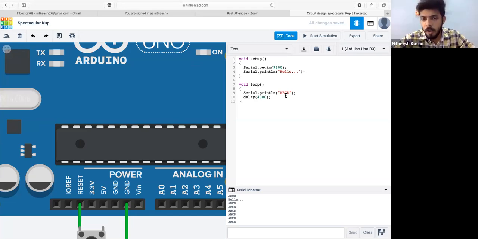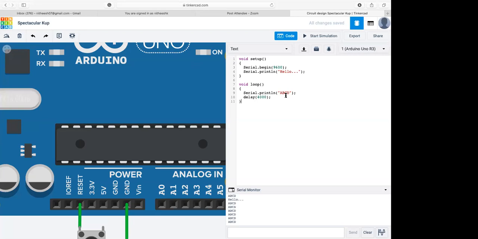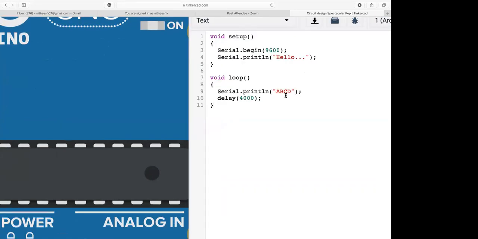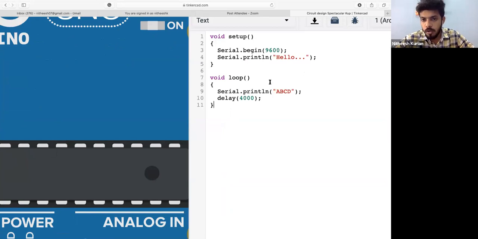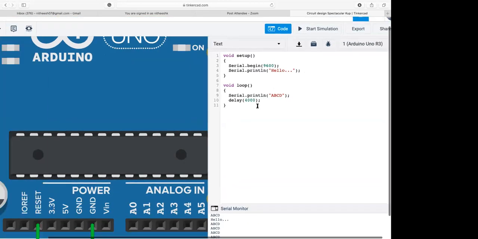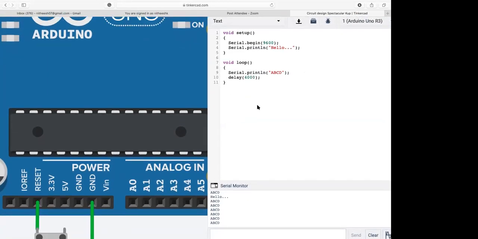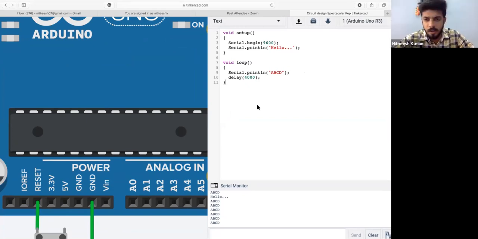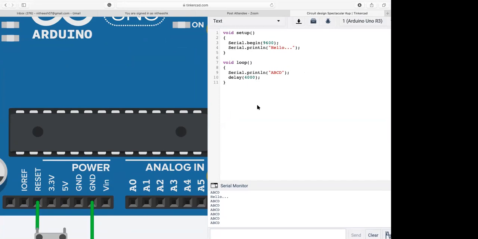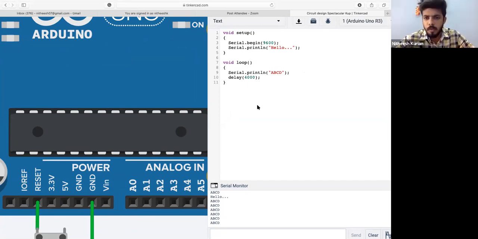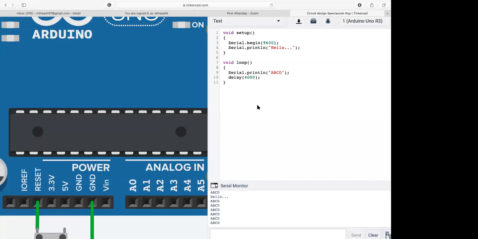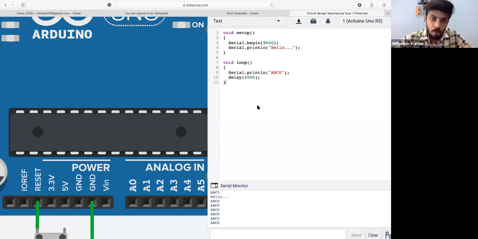Where did you write hello? In the loop function or the setup function? I wrote it in the setup function. And ABCD in the loop function. Is hello also printing continuously, or is ABCD printing continuously? Now ABCD is printing continuously. ABCD will print continuously because it is written in the loop function, right? When I was pressing the button, ABCD and hello were both printing continuously. I was asking about that. Hello is also printing continuously. Yes.